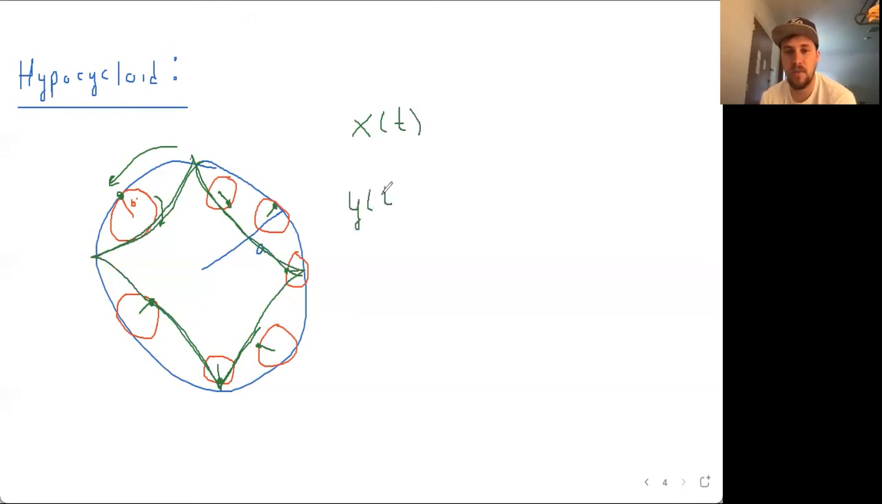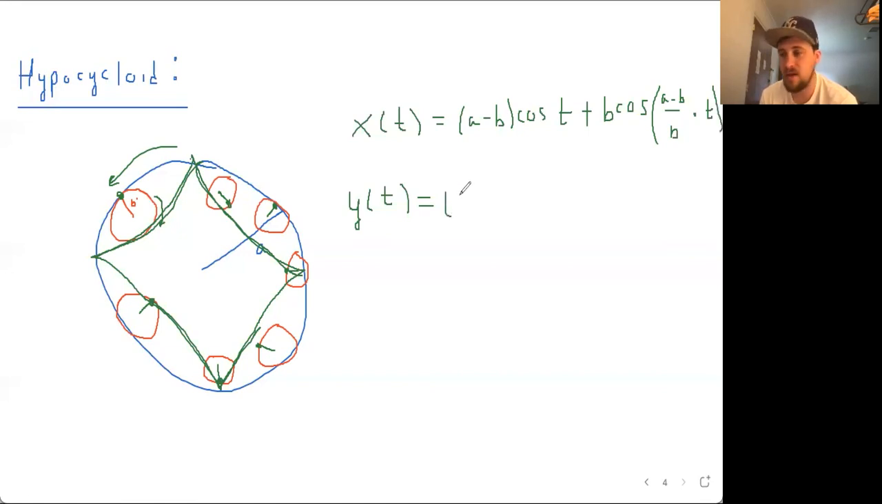And these have a pretty complicated parameterization, which, if you're interested in how these are derived, I would definitely take a look at section 1.1 of the OpenStax textbook, where it covers this. And so x of t is given by (A minus B) times cosine t plus B cosine of ((A minus B) over B) times t.